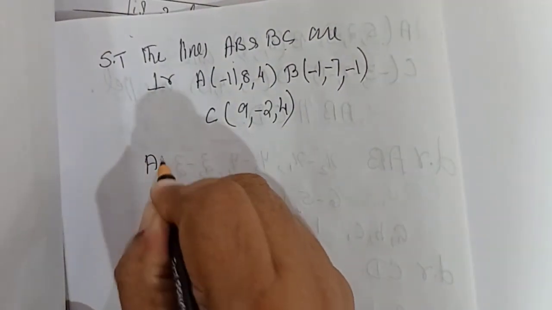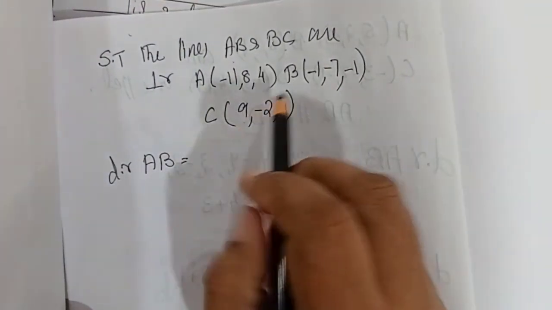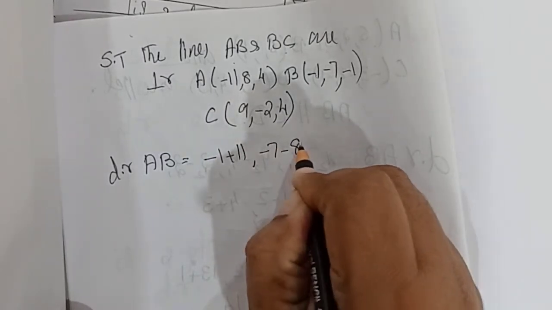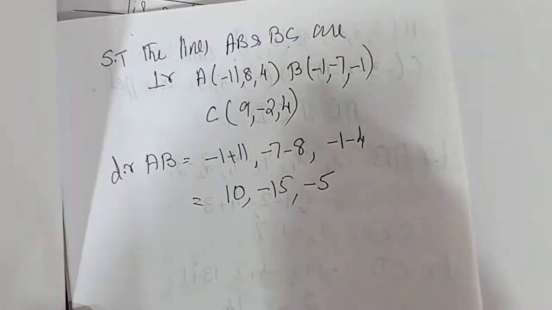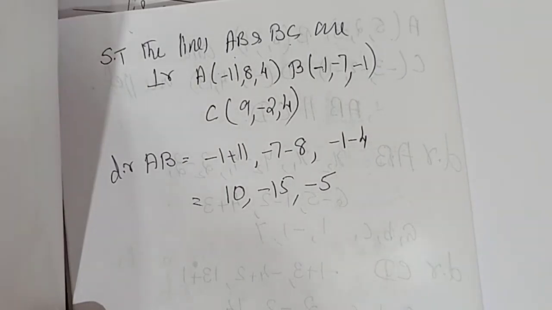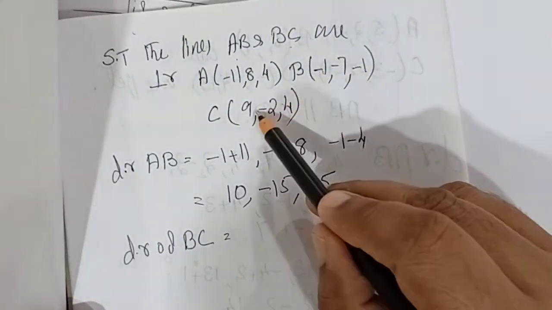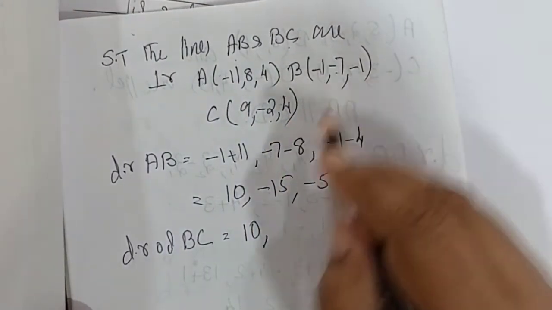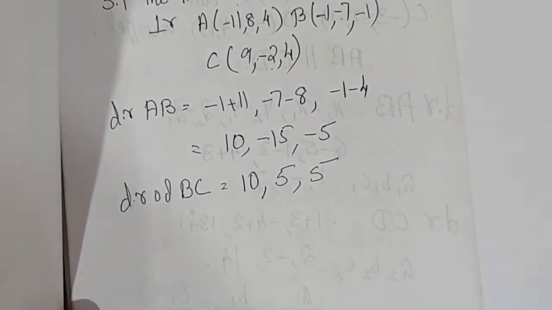For that, first you have to find AB. What is the direction ratio of AB? DR of AB, x2 minus x1: minus 1 plus 11 comma minus 7 minus 8 comma minus 1 minus 4. Final answer 10, minus 15, minus 5. Check the answer. Then what about the direction ratio of BC? You have to take the points B and C. 9 minus minus 1, that is 10. Minus 2 minus minus 7, that is plus 5. And 4 plus 1, that is 5. Got it? 10, 5, 5.